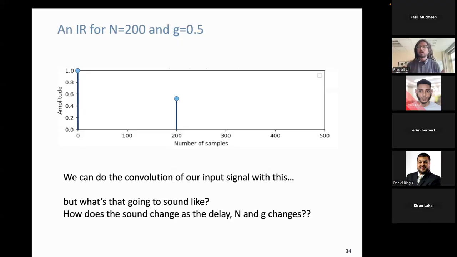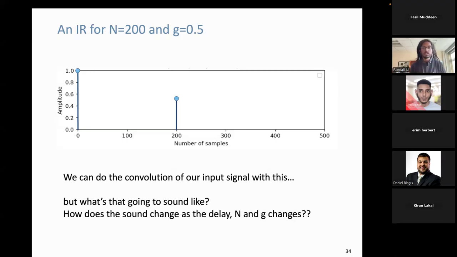And so we can do the convolution of some input signal with this to synthesize what the sound is going to be like. And we can ask ourselves the questions: I've got the impulse response from the system, so what's some output going to sound like for any input that I feed into the system? I can put speech, I can put music, whatever you want. How is that sound also going to change as I change the delay N and as I change the gain G? These are questions that you can start to ask yourself.